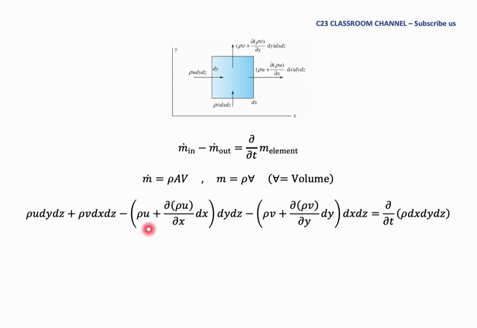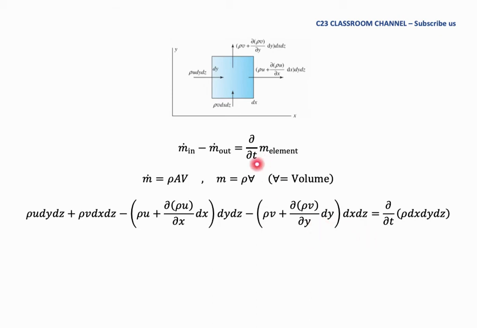However, for rho and velocity here, we are advised to write this term in terms of partial derivatives. We learned about partial derivatives in a previous lesson. So we could write rho u plus del rho u over del x dx as the mass flow rate at the outlet for the x direction. For the y direction, we write rho v plus del rho v over del y dy, times dx dz.